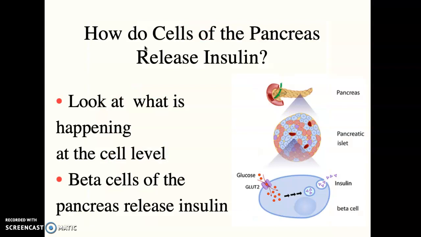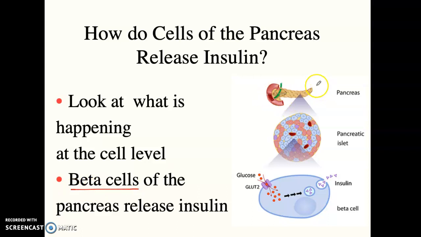Okay, what we want to look at more closely is how do cells of the pancreas actually release the insulin? How does that work? I mean, the mechanism of that. So we want to see at the cell level what's going on. It's specific cells of the pancreas because remember they can either release insulin or glucagon. So the ones that are actually releasing the insulin are the beta cells. The beta cells are the ones that are releasing insulin.